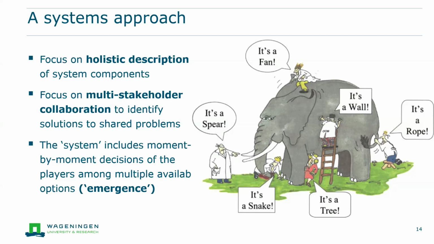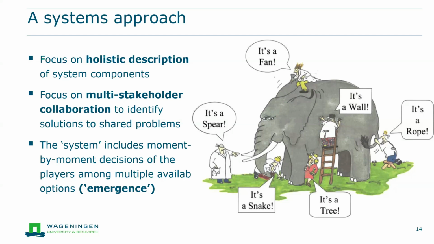Another element that often plays a big role in analyzing systems is looking at how different actors in the system relate, and also engaging stakeholders from across the system to understand the system better. So that's where the multi-stakeholder collaboration comes in.